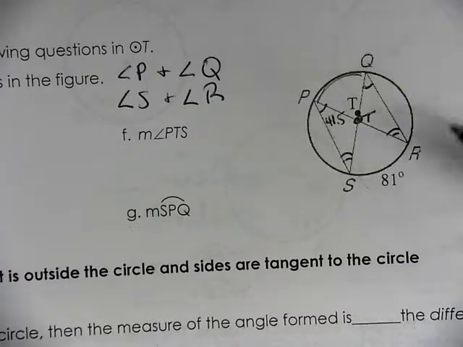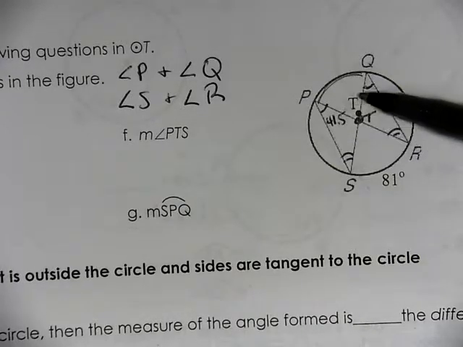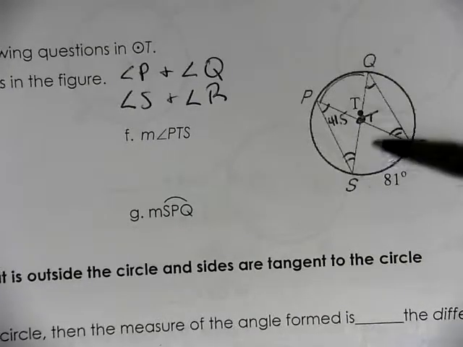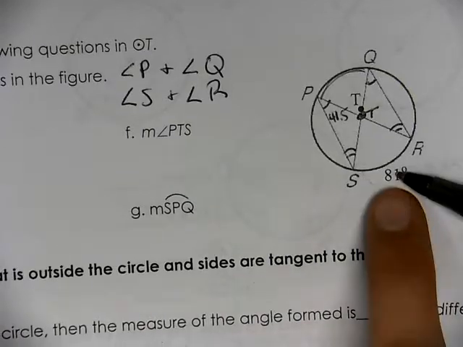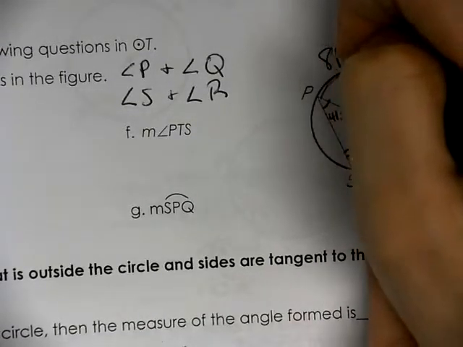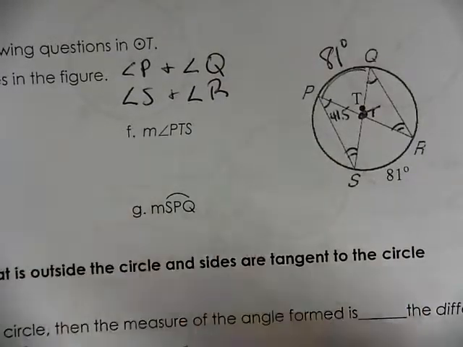Well, we know what kind of angles would angle T up here and angle T down here be? Vertical. So if this is 81, wouldn't PQ also be 81? So PQ is 81. That's C.